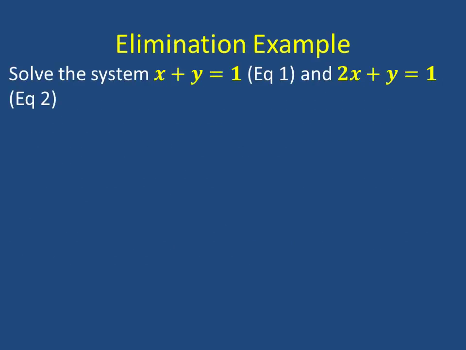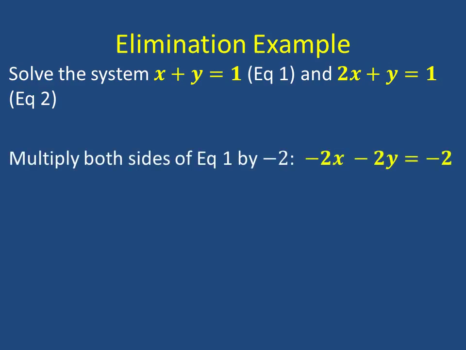We use the same system that we did for substitution so we can compare the answers. First thing we'll do is multiply equation 1 by negative 2. Now why did we choose negative 2 and why did we choose equation 1? The choice of equation really doesn't matter, but the choice of the number should be some number that allows you to cancel the x in one equation with the x in the other, or the y in one equation with the y in the other.